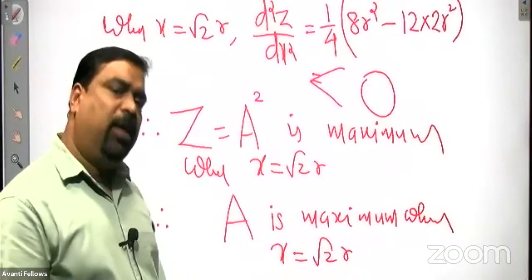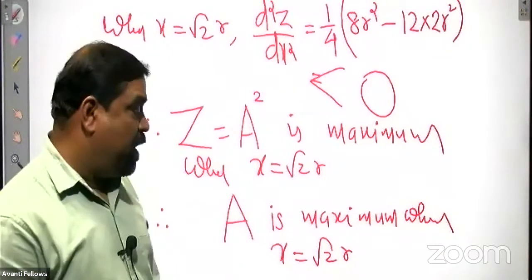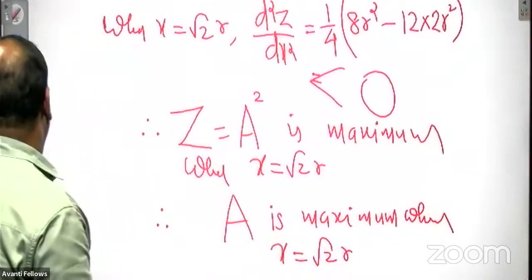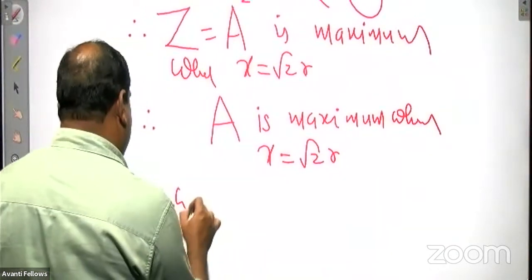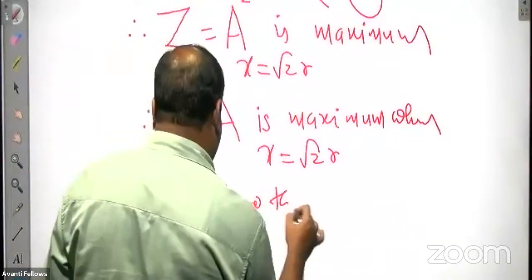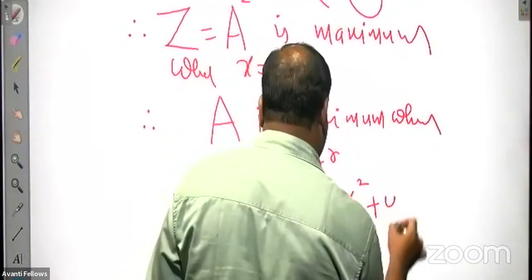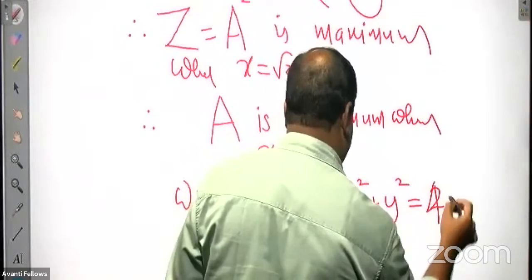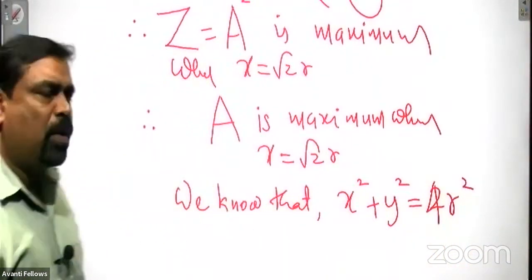Now we have to find the other dimension, the other side of the triangle, y also. x is root 2r, so what is y? For that, we take the relation between x and y. What is the relation between x and y? We know what we have written in the beginning: x square plus y square is equal to 4r square.